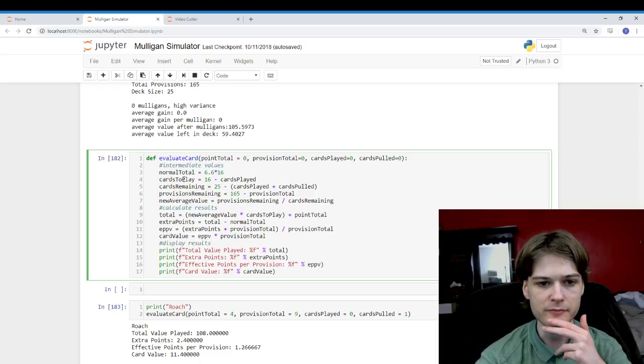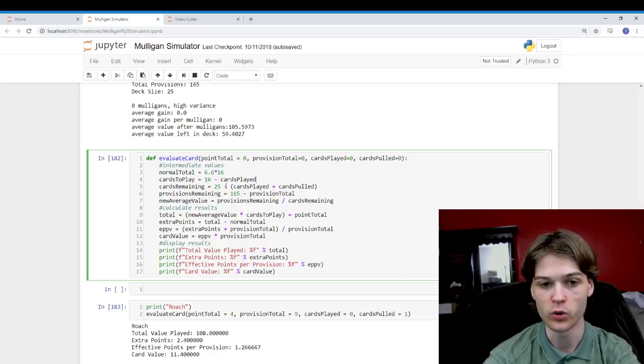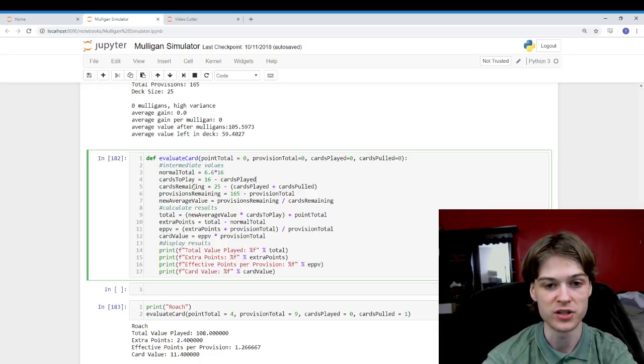105.6. From the cards to play, this isn't going to be relevant for Roach, because we aren't playing any cards, so we're just always playing 16 cards. Cards remaining takes the cards that we played and the cards that are pooled and subtracts that from the total number of cards left. Since we're pooling one card, we're going to have 25 cards remaining in Roach's case.